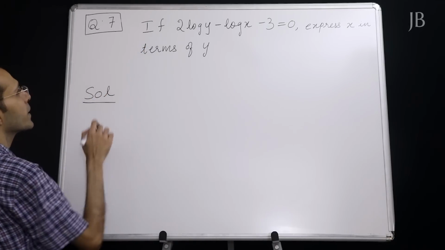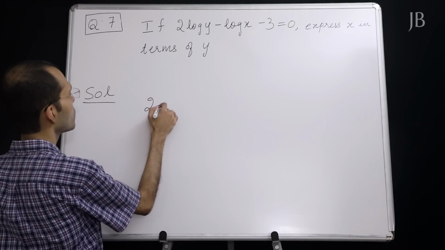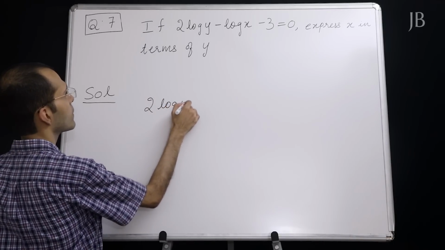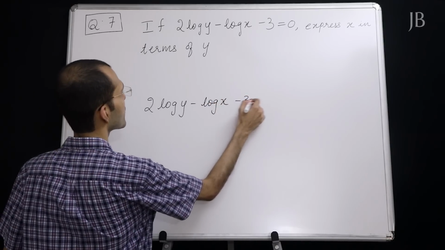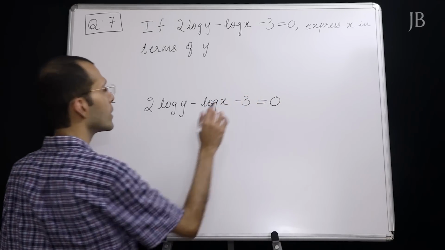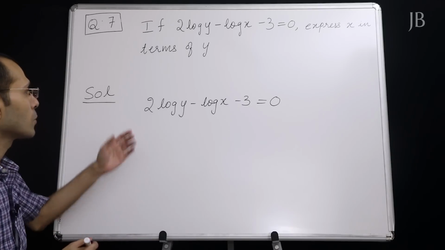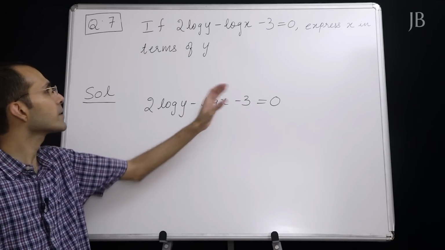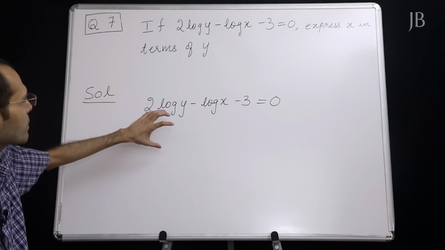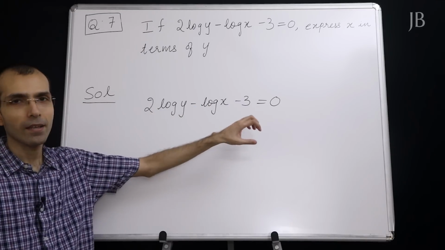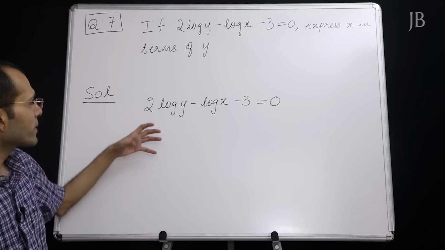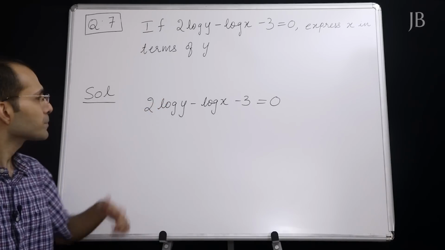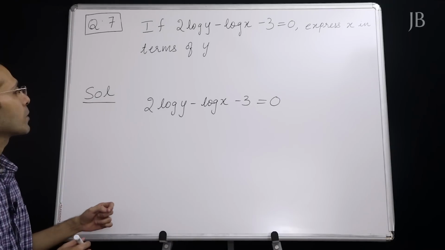So we have to manipulate this now. So 2 log y minus log x minus 3 is given equal to 0, and we need to express x in terms of y. But right now log x is single, so somehow we have to get it separated from there. Let's see how do we go about it.